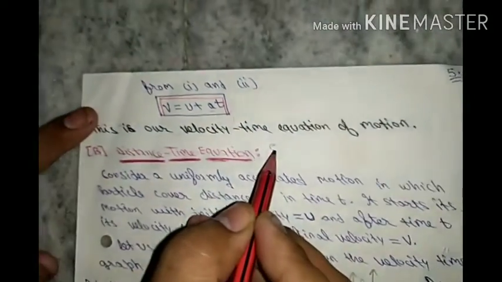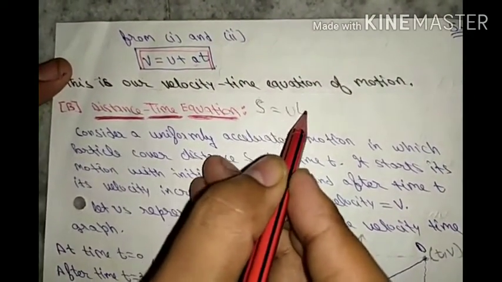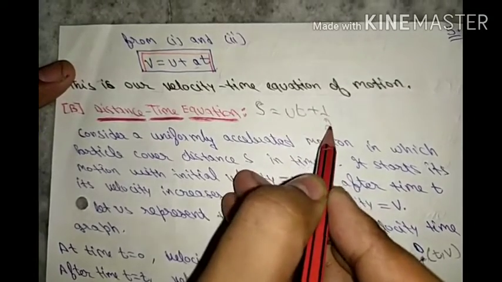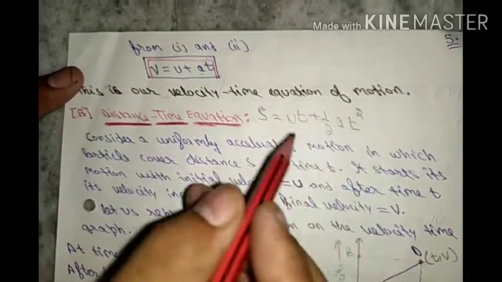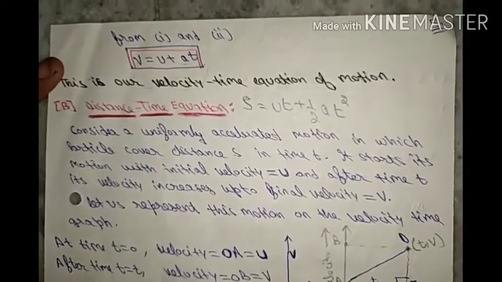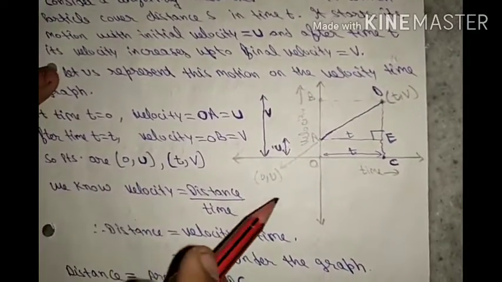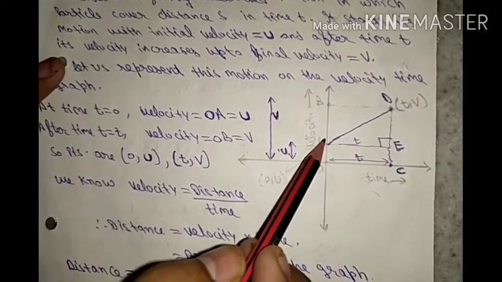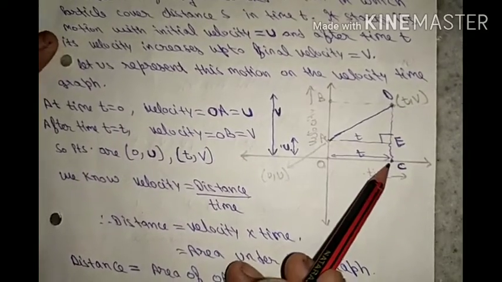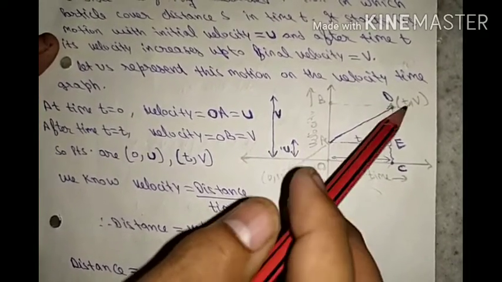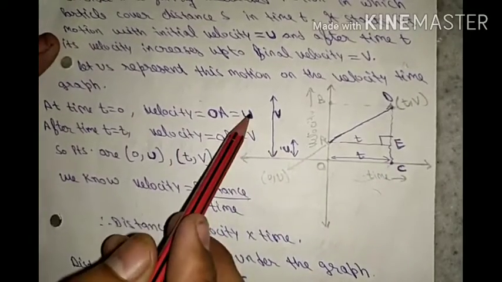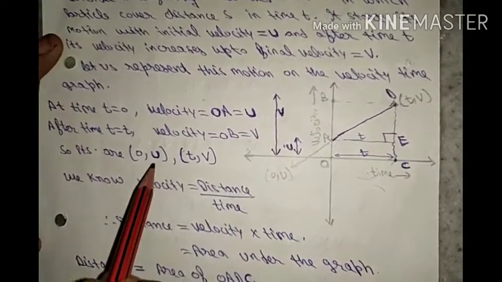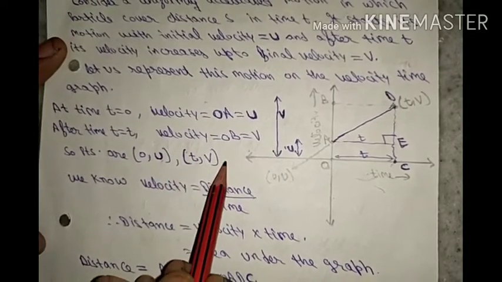Now you know our second equation of motion is the distance-time equation, which is s is equal to ut plus half at square. Now we will derive this equation by the graphical method. For this we also consider a velocity-time graph. At time t0 we have initial velocity u, and after time t, velocity becomes v. We consider the same graph, with initial velocity u, final velocity v, and coordinates 0, u and t, v.